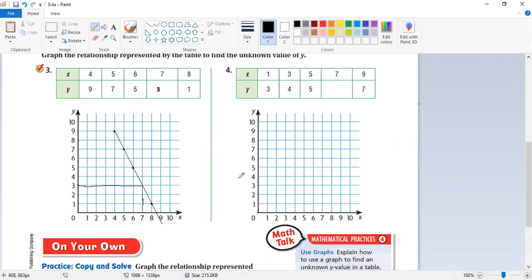Okay, now I'm giving you 2 minutes. Do number 4 by yourself, and then let's see whether the answer you got is correct or not. So your 2 minutes start now.